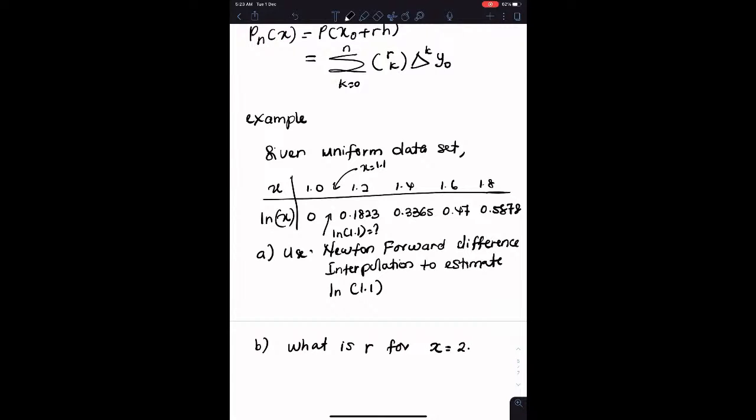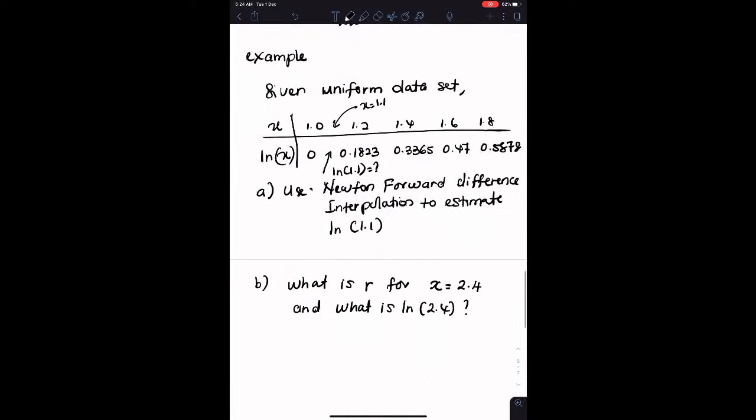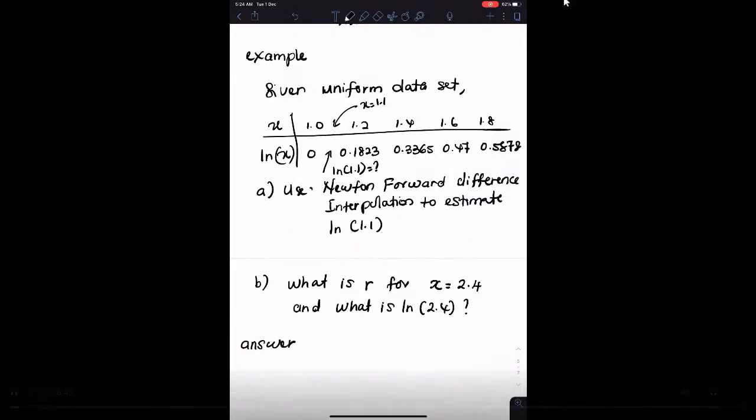What is the ln 1? I want to find ln 2.4. What is the ln 2.4? So in this case, you need to find the function P for X.